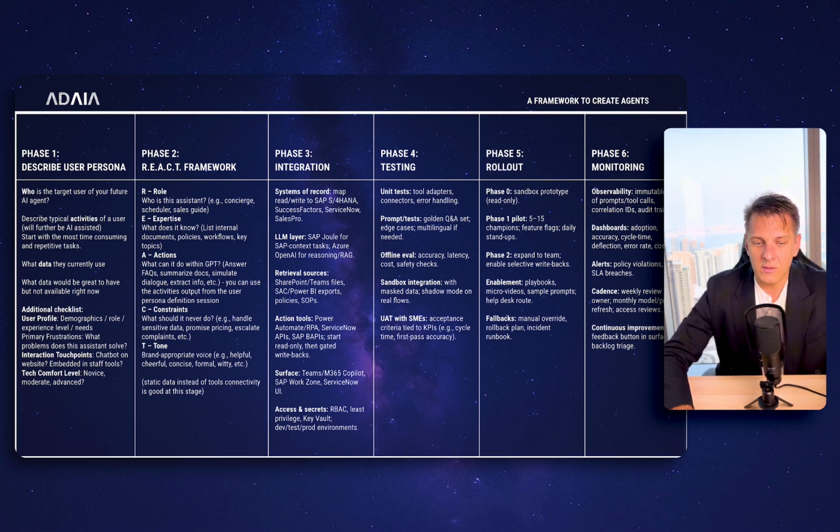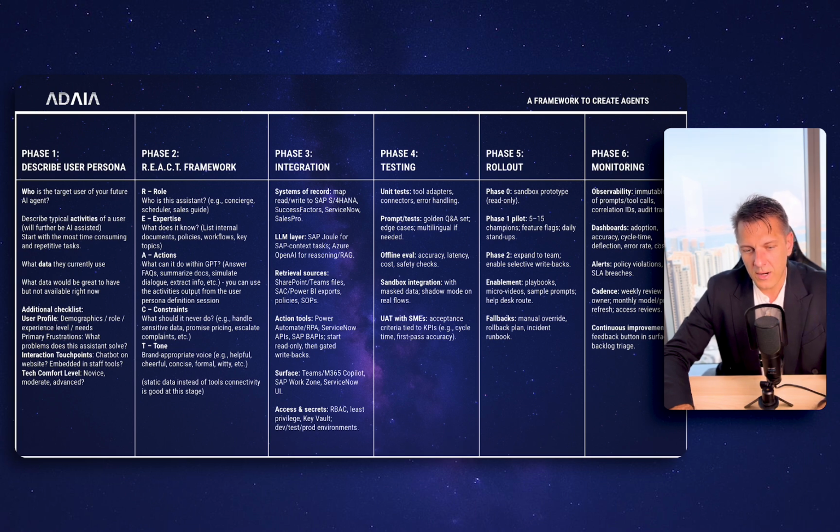Secondly, the second phase is the framework for the creation, for the setup description of the agent. We particularly love the one we call RE-ACT agent, which stands for role, expertise, actions, constraints, and tone. Then the integration of an agent, where you plug it into the tools, into your corporate environment. So it has to be most probably emails, your document server, and then your ERP systems. Phase 4 is testing of the agent. Then you do the rollout of it and the monitoring.